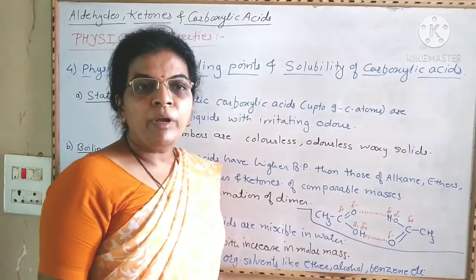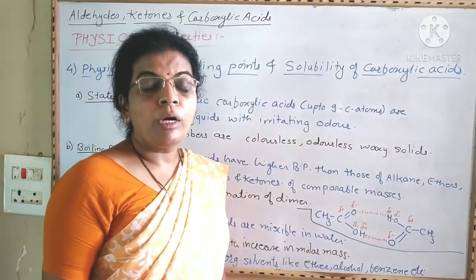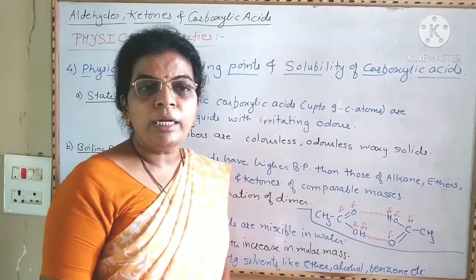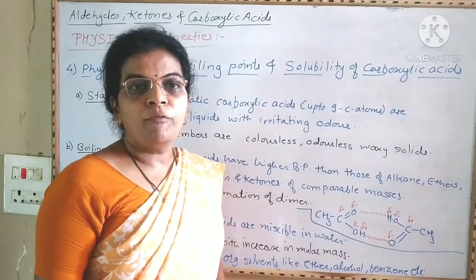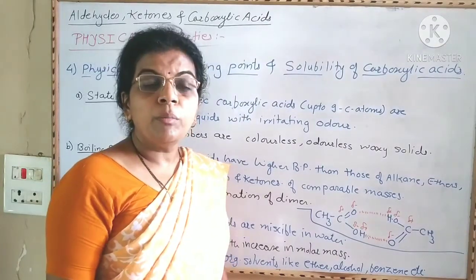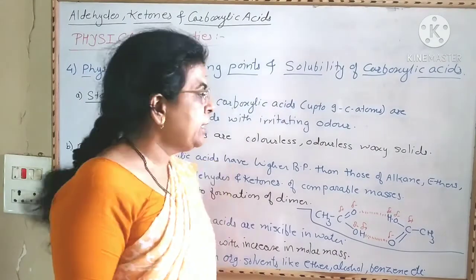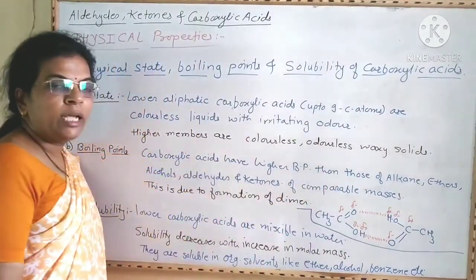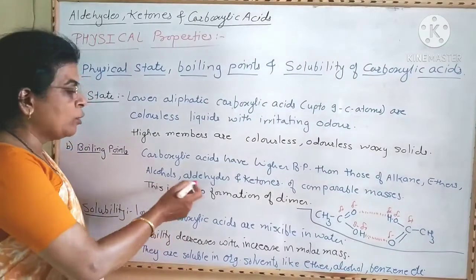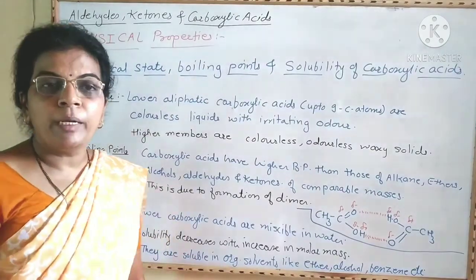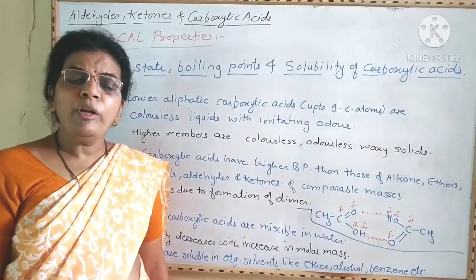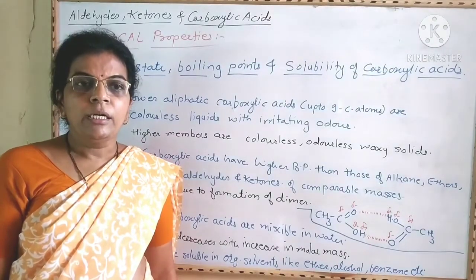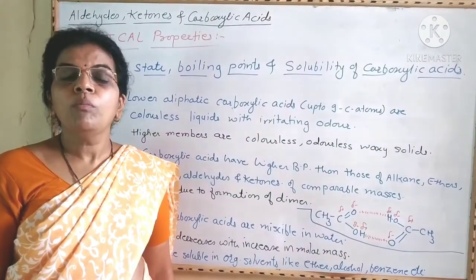That is, when a number of molecules of carboxylic acid come together, they form dimers, and thus the boiling point of carboxylic acid is higher than those of alkanes, ethers, alcohols, aldehydes and ketones of comparable masses. Then the boiling point of carboxylic acids increases with increasing molar mass.